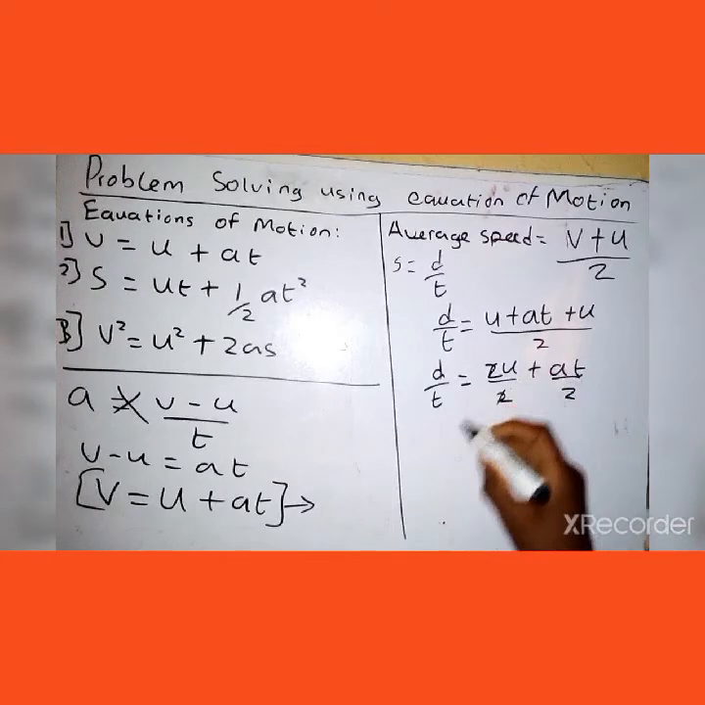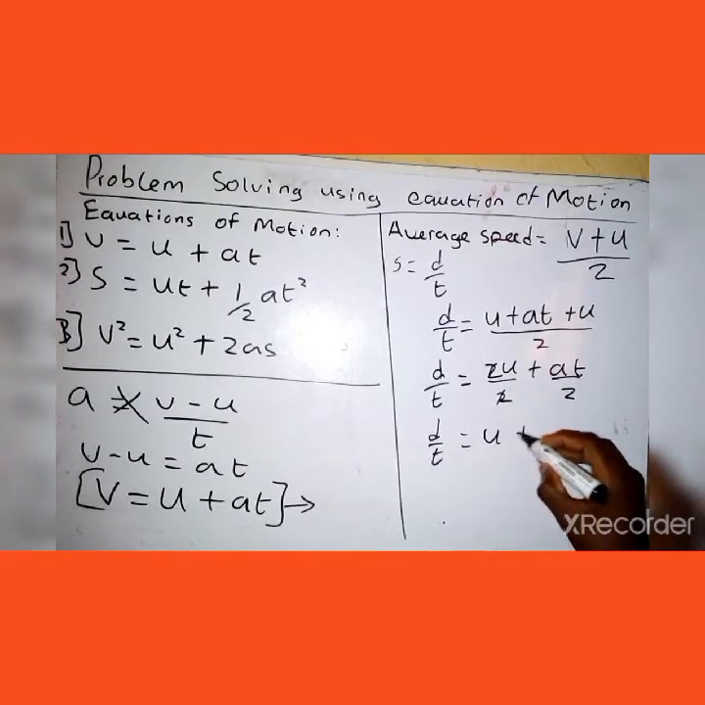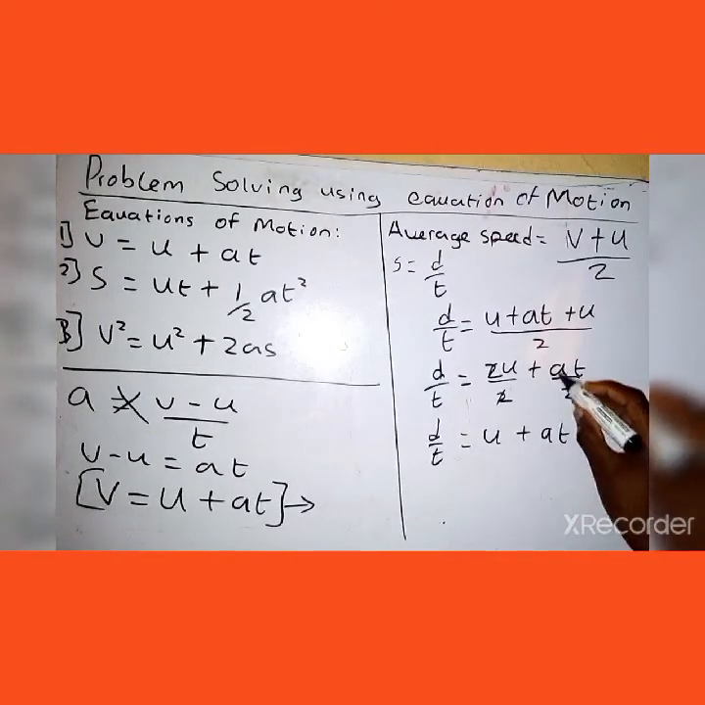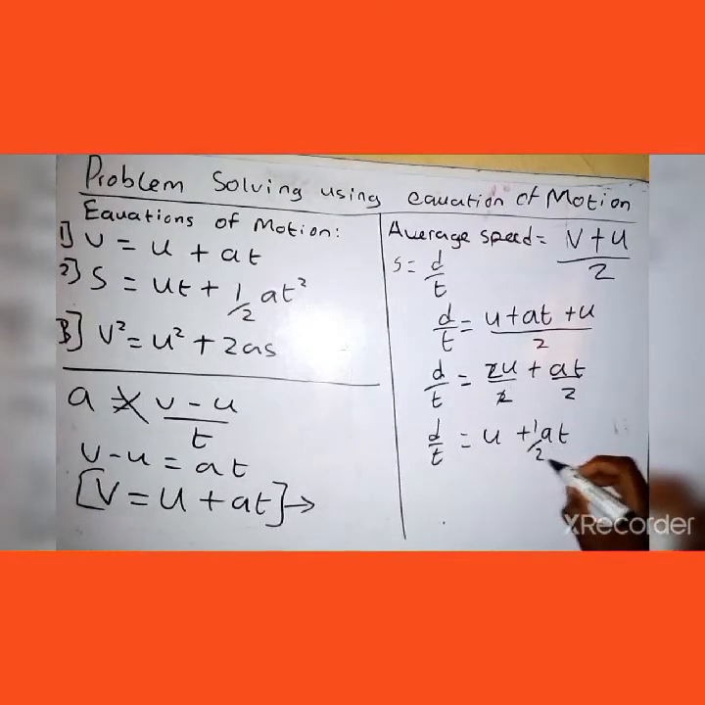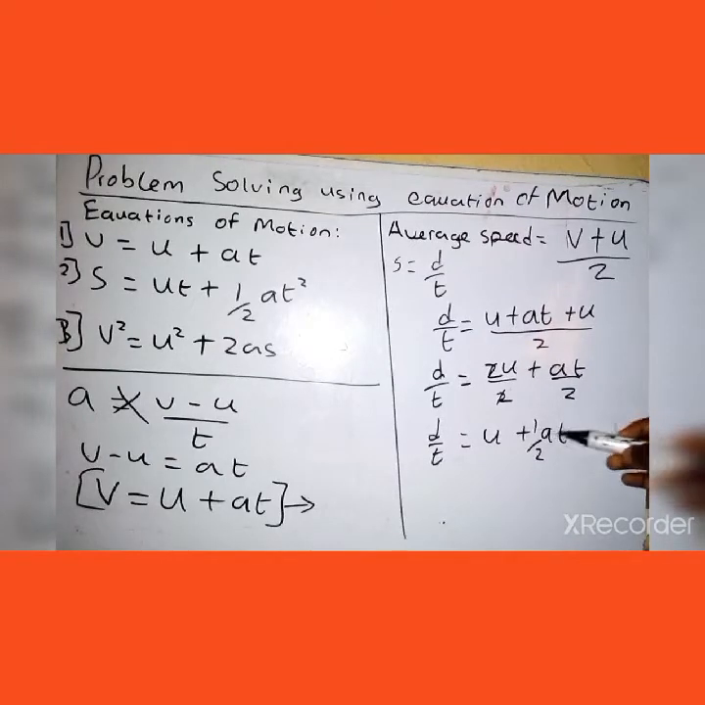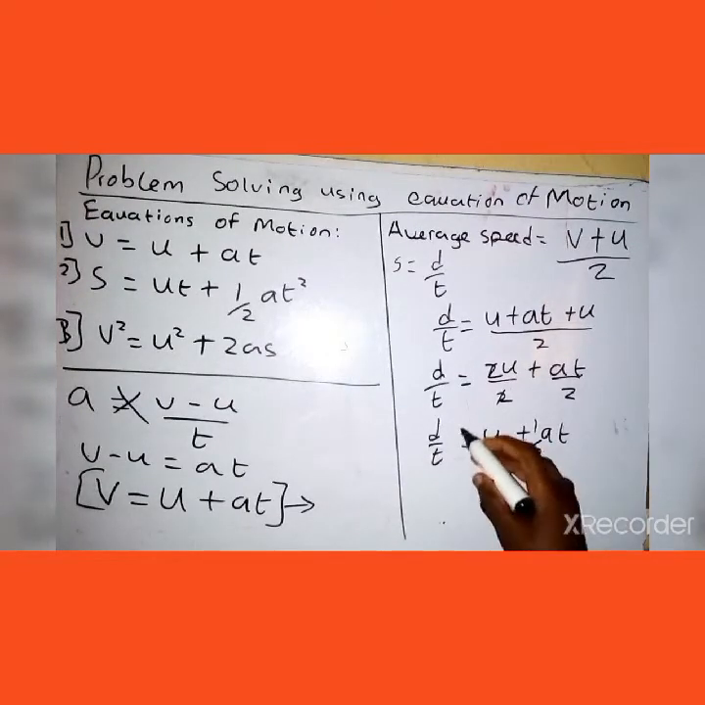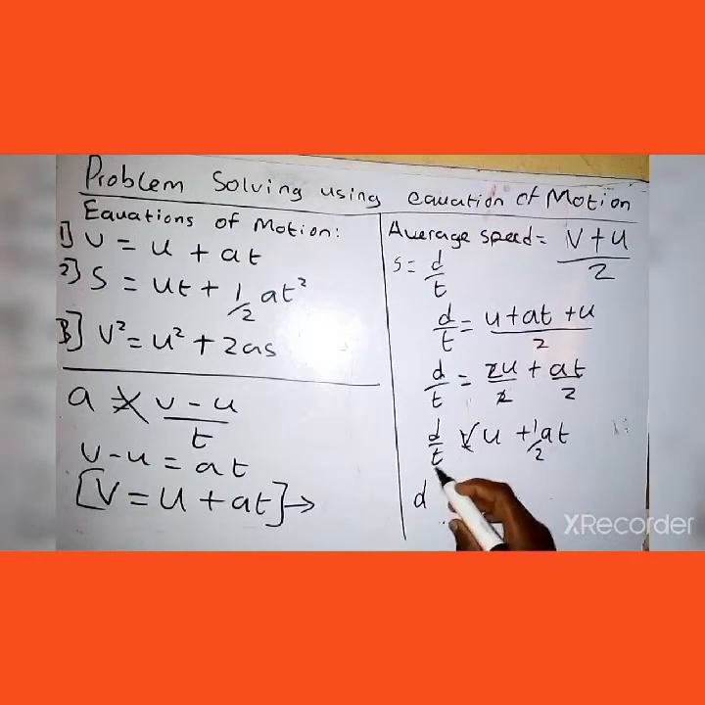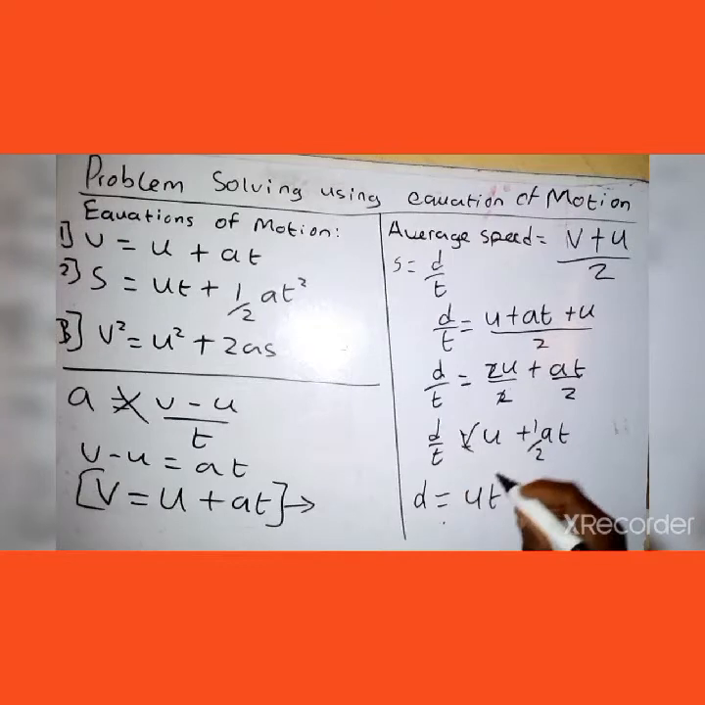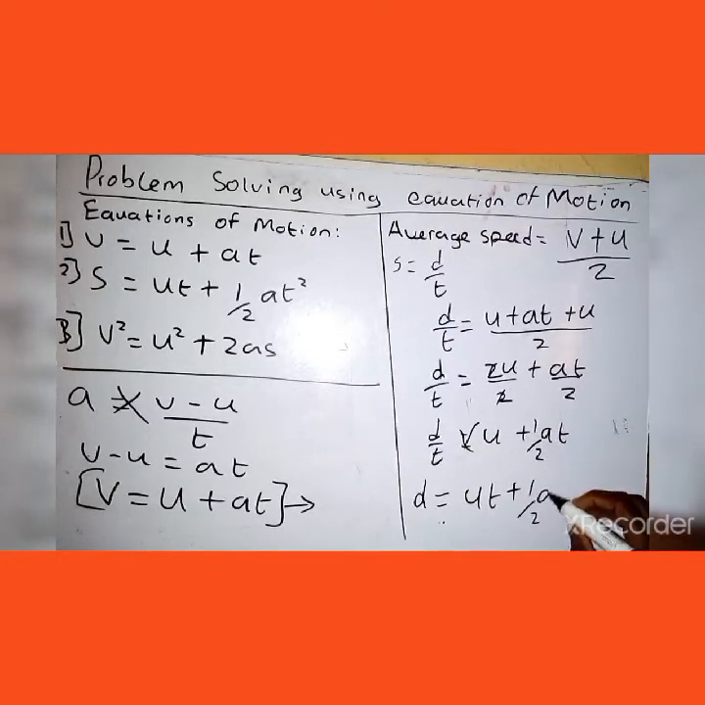These two cancel. We have d over t equal to u plus at over 2, because when we multiply 1 times this, we have at over 2 here. So now we are getting it. Now we cross multiply. When we cross multiply, this t will multiply all here. We now have ut plus 1 over 2 at times t, which is t square.